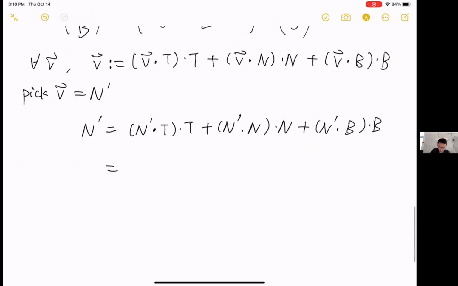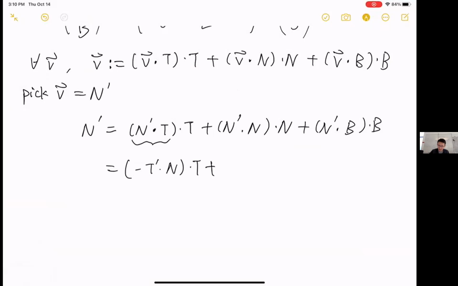Let's make an observation here. The first term is N prime dot T times T. Using my lemma, the second part, I can just write it as negative T prime dot N times T. Okay, this is the second part of my lemma. I can just put a negative before it, right? Maybe you can remember it in that way.